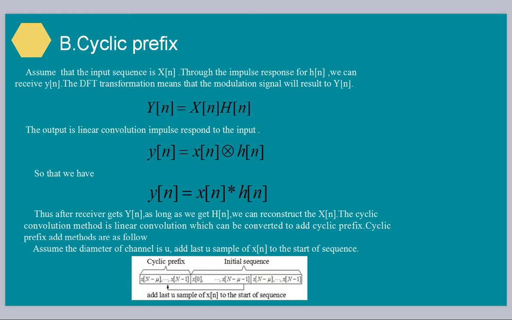The linear convolution can be converted to cyclic convolution by adding a cyclic prefix. The cyclic prefix is added as follows. Let's assume the length of the channel is U. Add the last U samples of x[n] to the start of the sequence. So we can see the first part is the cyclic prefix, and the latter is the initial sequence.